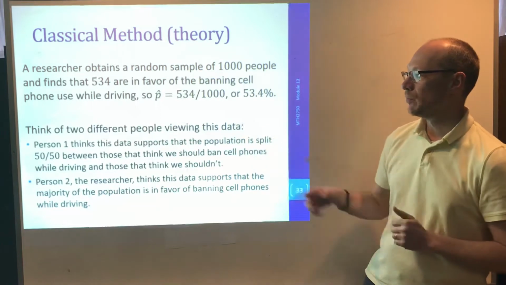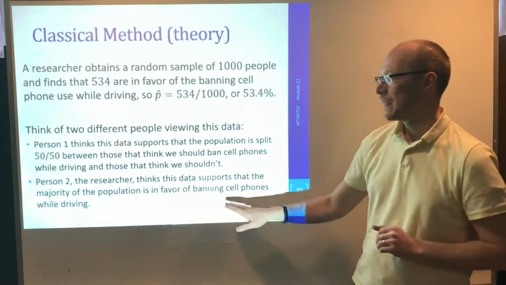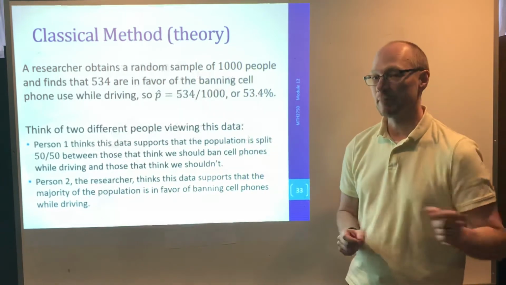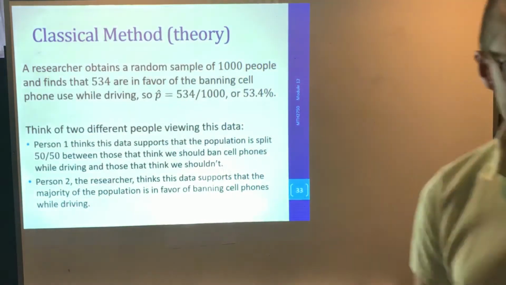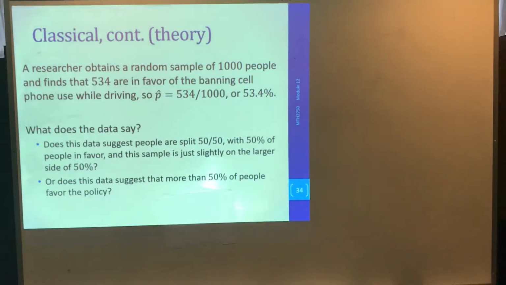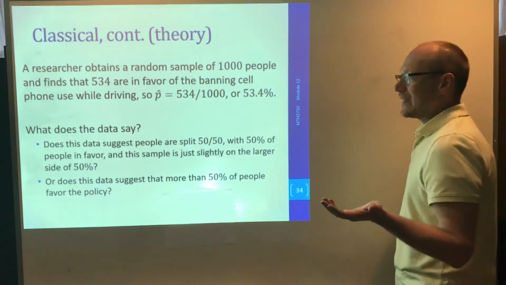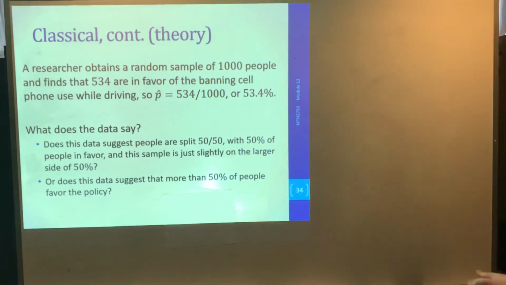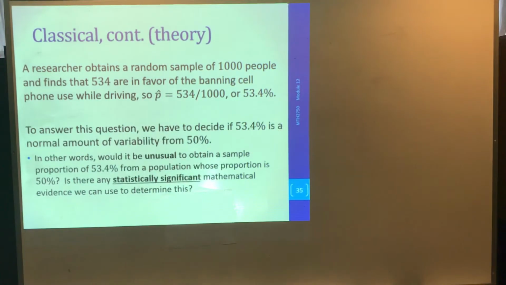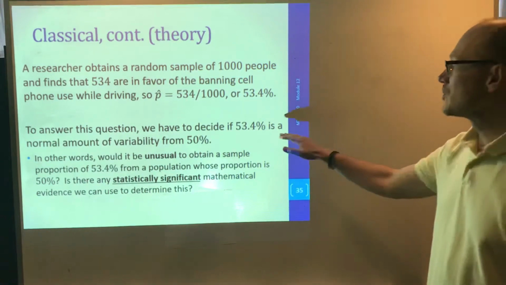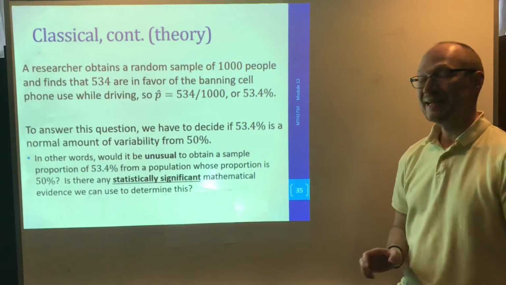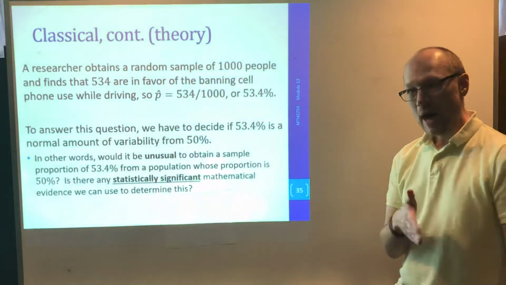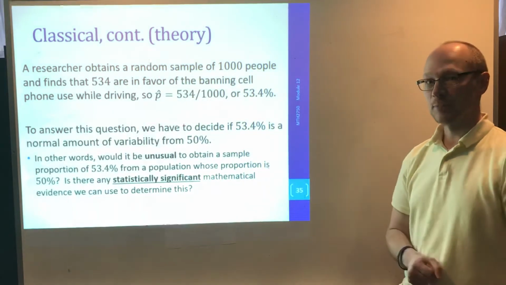So these are the two people. Person one thinks the population is split 50-50. Person two, who we're going to call the researcher, thinks the data supports that the majority of the population is in favor of banning cell phones while driving. So what we have to do is ask, what does the data say? Does this data suggest that it's split 50-50, or does it suggest that more than 50% think we should ban? To answer this question, we have to decide if 53.4% is a normal amount of variability from a population that is 50%.